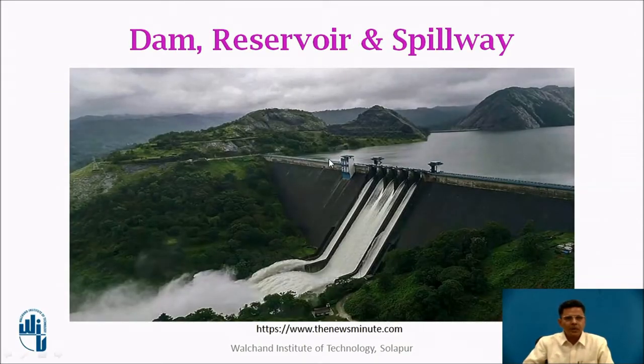Now, we can observe this is a typical river. Across a river, a dam is constructed. Due to construction of the dam, a reservoir is formed. Excess water from the reservoir is now spilling over a spillway, and here there are the spillway gates.